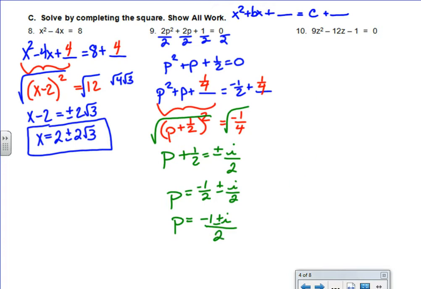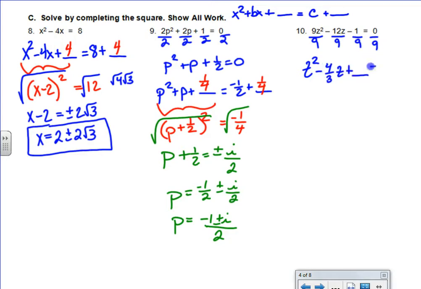Okay, number 10 is going to be gross. The first coefficient is not 1, so I got to make it a 1. Yuck. I don't know who wrote this question. It wasn't me, but well, maybe it was me. Either way, we're mean people. Sorry. z squared minus, now 12 over 9 does reduce to, let's see, 4/3. So we got 4/3 z. I'm going to go ahead and leave a blank here.